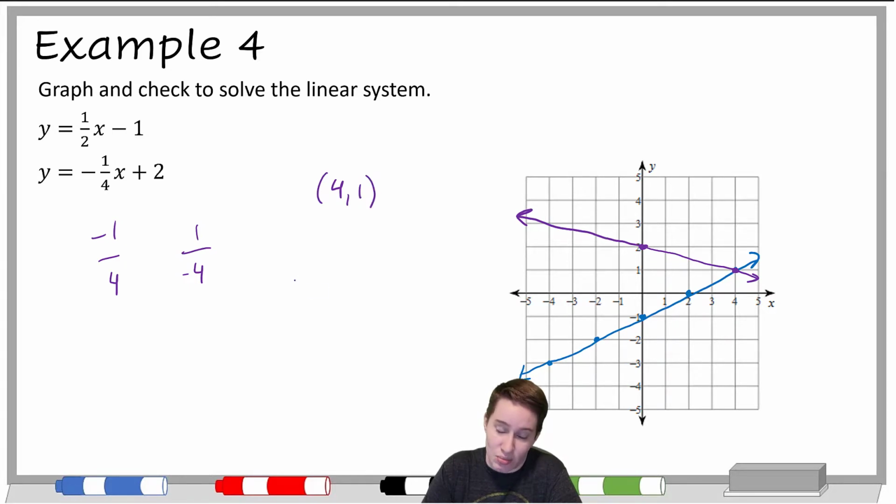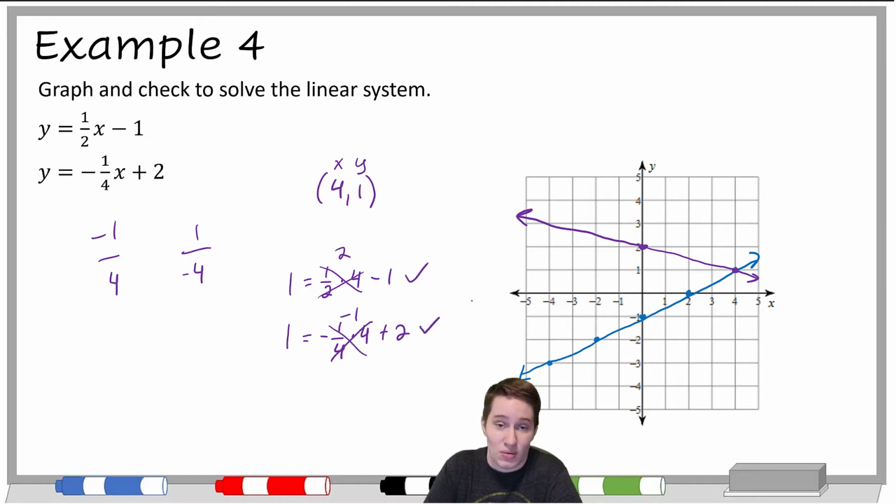So what we do to check is we put this in as x and y in both equations. So 1 equals 1/2 times 4 minus 1. Well, 1/2 of 4 is 2. 2 minus 1 is 1. So it works in the first one. 1 equals -1/4 times 4 plus 2. This part becomes -1. -1 plus 2 is 1. So it works out. That's a helpful thing to be able to do, especially if you're taking a test or a quiz where you might feel more pressure to get things right than if it's just on practice or homework. So that's how you do it, is you plug it back in.